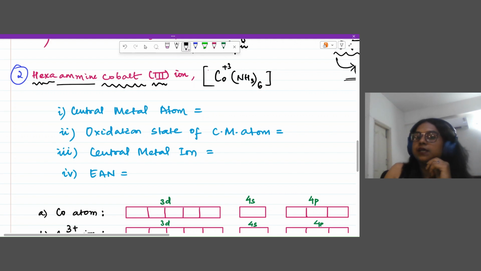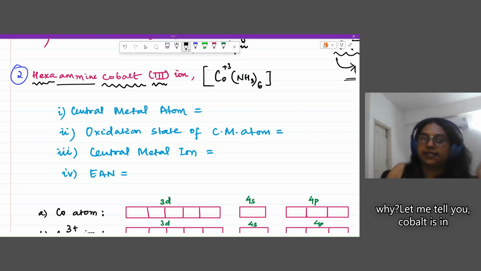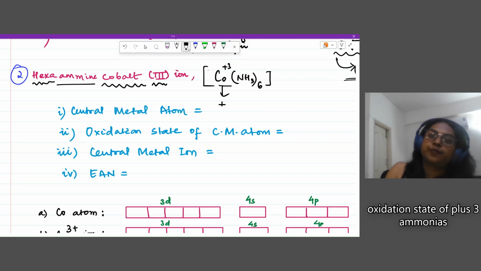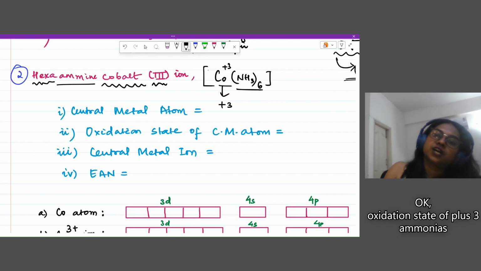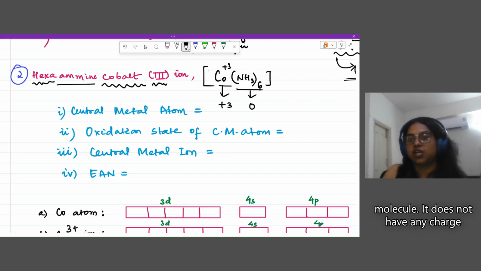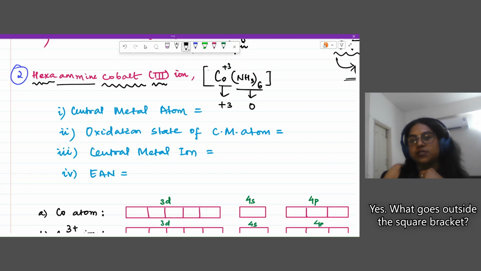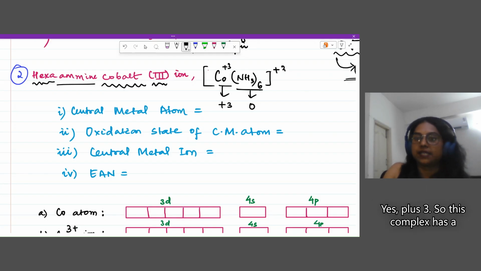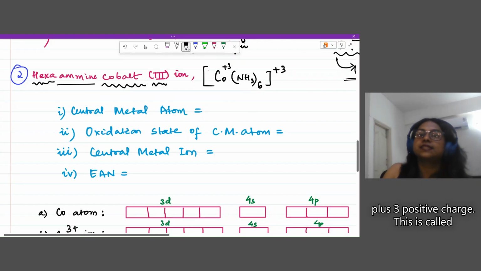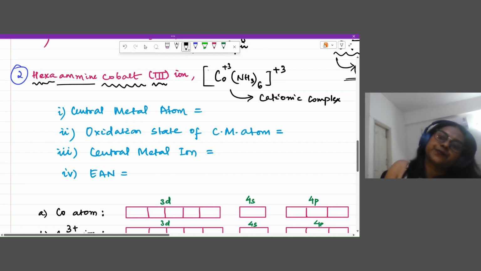-3. Okay, so here it won't be -3. Why? Let me tell you. Cobalt is in oxidation state of +3. Ammonia's charge is 0. Ammonia is a neutral molecule. It does not have any charge whatsoever. So what goes outside the square bracket? Yes, +3. So this complex has a +3 positive charge. This is called a cationic coordination complex. I hope you got that.